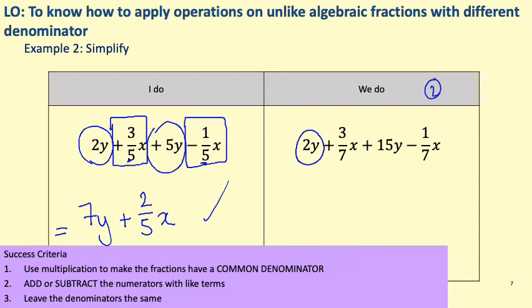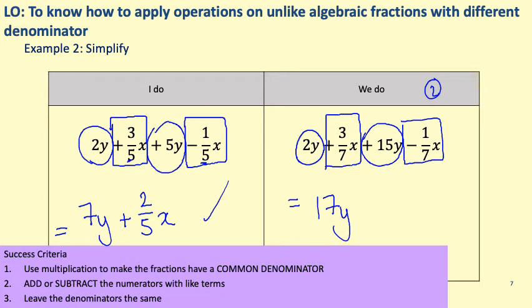So again, we've got 2 lots of y, 15 lots of y here. Then we've got 3 over 7 lots of x and minus 1 over 7 lots of x. So 2y plus 15y gives us 17 lots of y. Now we've dealt with our y's. We've got 3 over 7 lots of x, subtract 1 over 7 lot of x. The denominators are the same, so 3 take away 1 gives me 2 over 7 lots of x. Give yourselves the mark if you got that right.